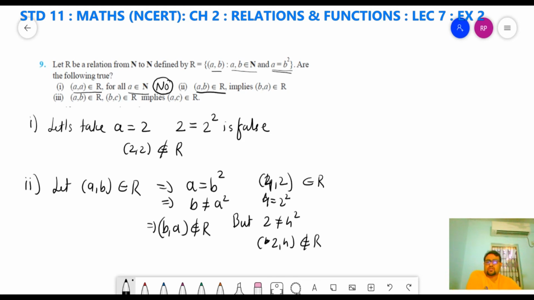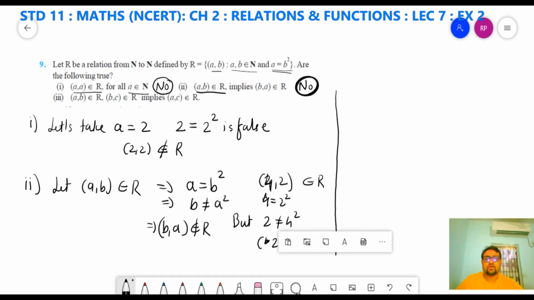So what is the question? If (A, B) belongs to R, that must imply (B, A) also must belong to R. Means if A is equal to B square, then it must satisfy that B is also equal to A square. Clear? So second, it is also no. It is not true. Clear? Now let's select the third one.